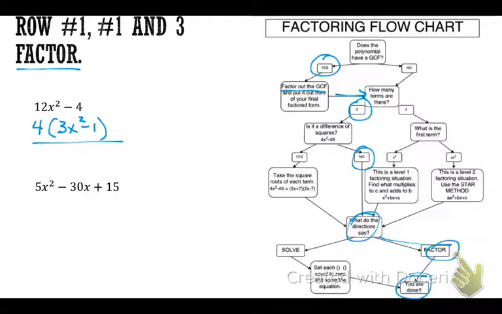So now look at the problem number 3. So again, I'm going to follow the flow chart. So the first thing I ask myself is, do I have a greatest common factor? And if I look at those, I see, yes, I do. 5 will go into each of them. So I'm going to factor out that greatest common factor. So I'm going to divide it out to the front.